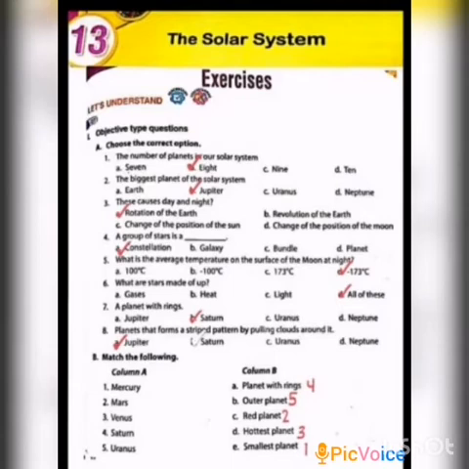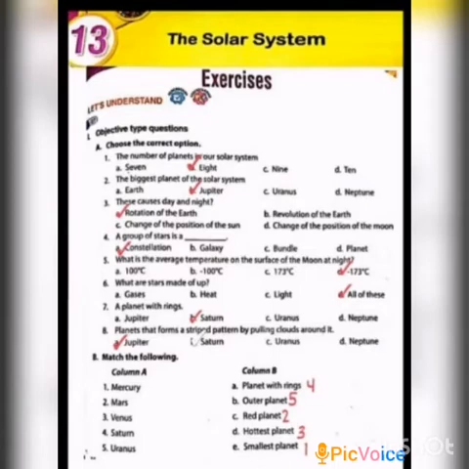In today's class, we are going to write the 13th lesson book exercise. First one, objective type questions. A. Choose the correct option. First one, the number of planets in our solar system.